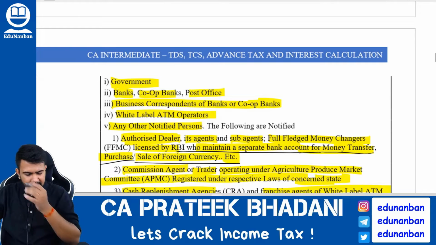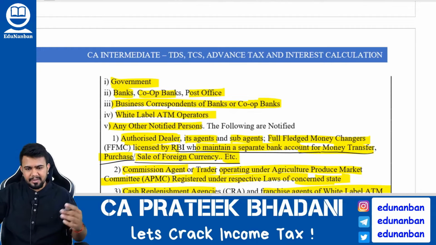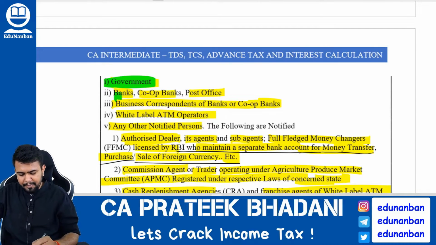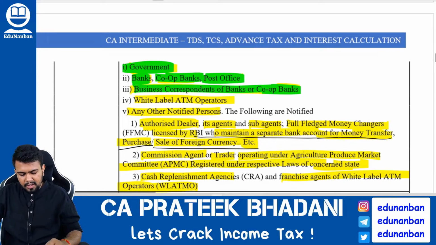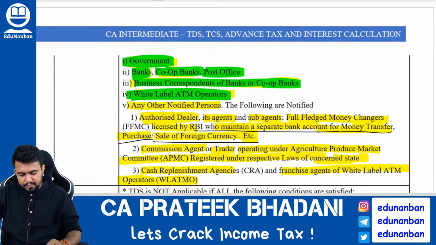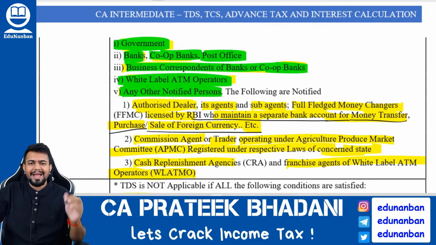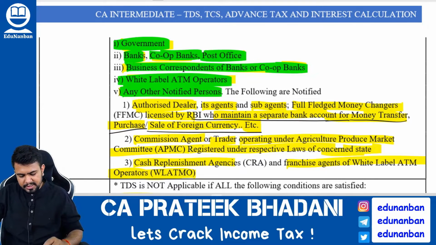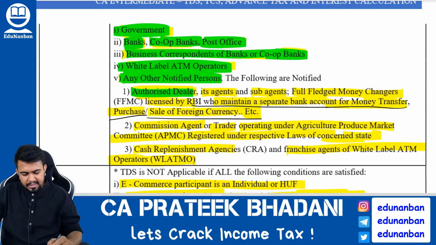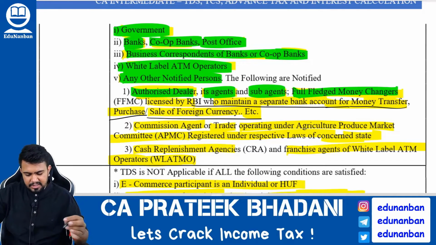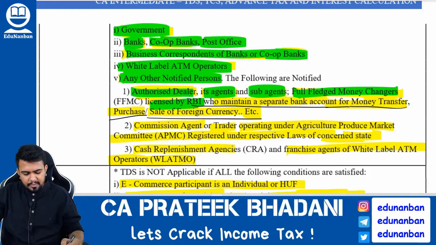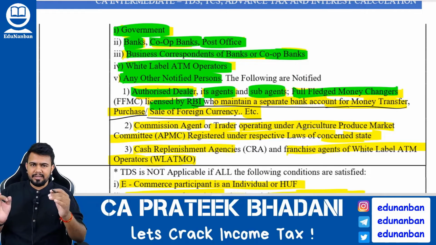Next, TDS is not applicable if the person who is withdrawing the money is a government, bank, cooperative bank, post office, business correspondent of banks or cooperative bank, white label ATM operators, or any other notified person. And 3 types of persons are notified. Who are those persons? Number 1, authorized dealer, agent of authorized dealer, sub-agent of authorized dealer, full-fledged money changers licensed by RBI. If they are withdrawing the money, TDS need not be deducted.